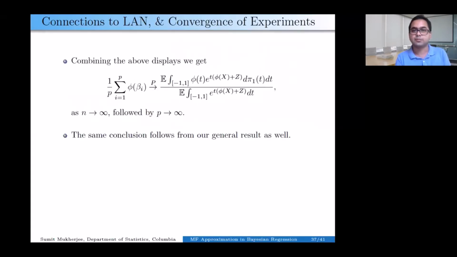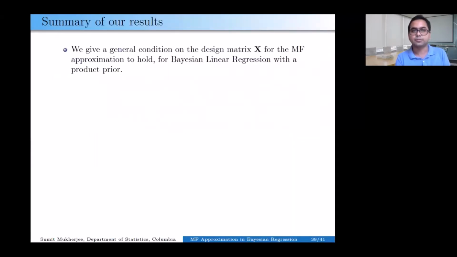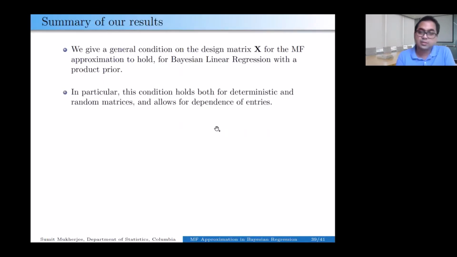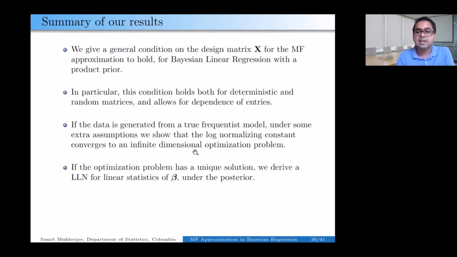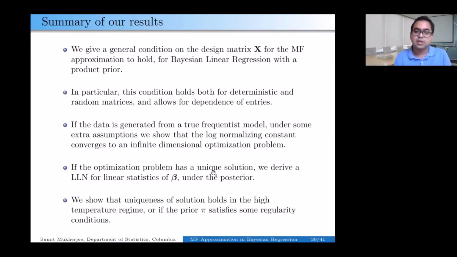But let me quickly conclude. So we give a general condition on the design matrix S for the mean field approximation to hold. This result applies to both deterministic and random matrices and allows for dependence. If your data is coming from a true frequentist model, we can show the normalizing constant converges. And in this case, you can get a law of large numbers if your optimization problem has a unique solution. And then we give some sufficient conditions for uniqueness, and it's not true in general.